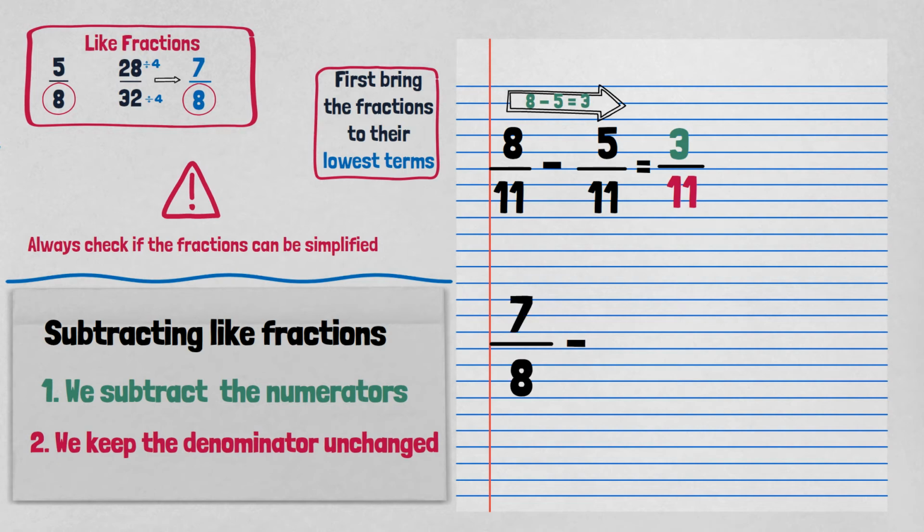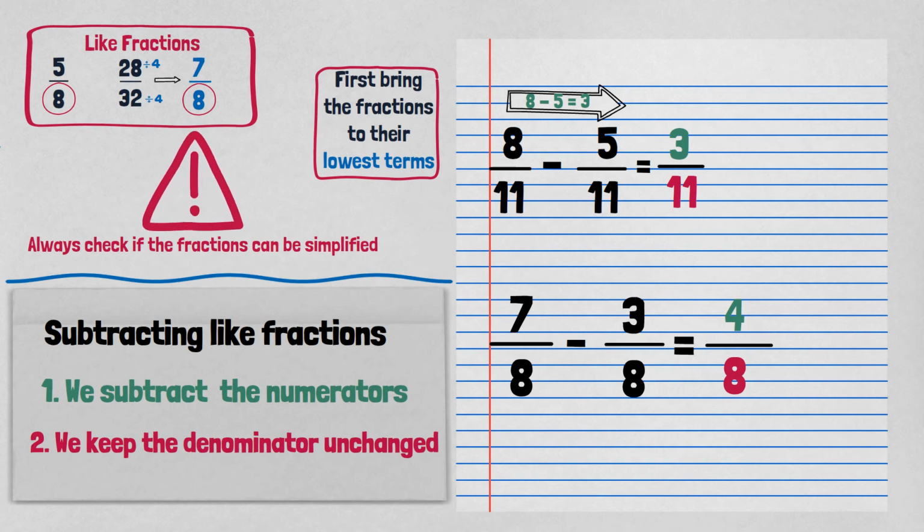Let's do another example. 7 over 8 minus 3 over 8. We leave the denominator 8 unchanged, and we subtract the two numerators. 7 minus 3 equals 4. The answer is 4 over 8. The fraction 4 over 8 can be further simplified in order to bring it to its lowest terms.